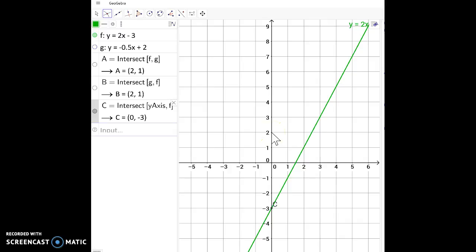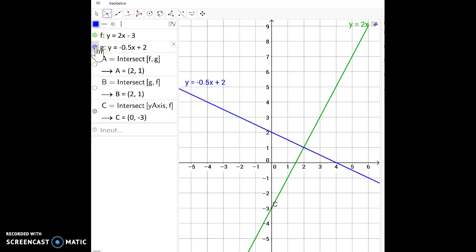Now this time my gradient is minus a half. So my run is 2, but my rise is a drop of 1. So we're going to go across 2 and drop 1, across 2 and drop 1. Think about where that is. Now let's see if we've got it.